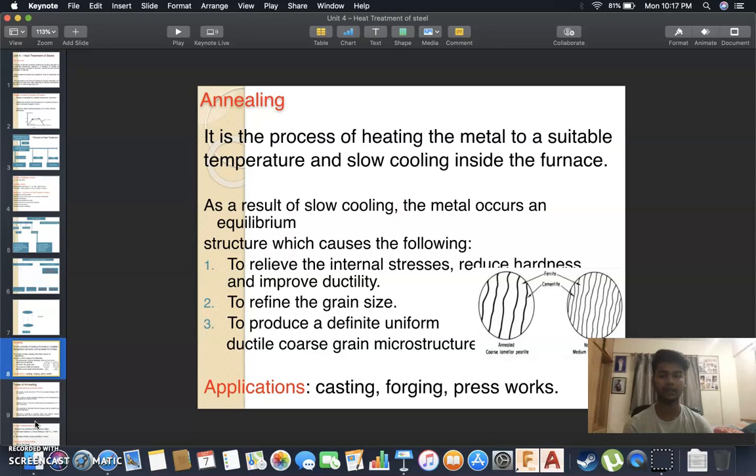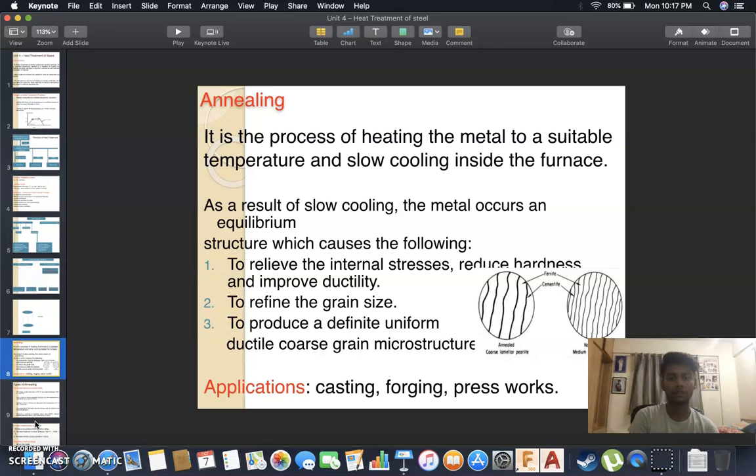So let's start. Annealing. First, annealing. It is a process of heating the metal to a suitable temperature and slow cooling inside the furnace. So it's basically a process where we heat the metal to a suitable temperature and cool the metal itself inside the furnace. So we let it sit inside for quite a time.